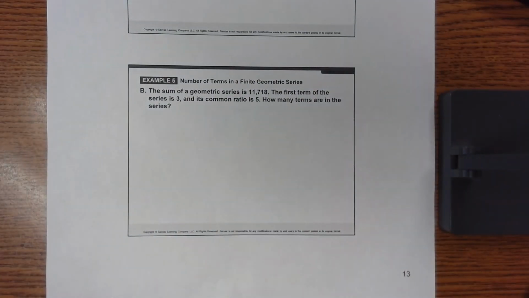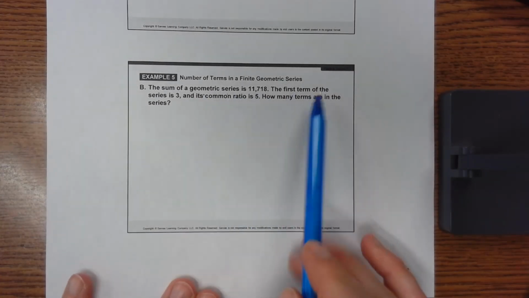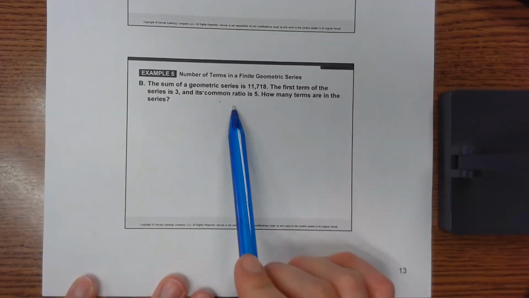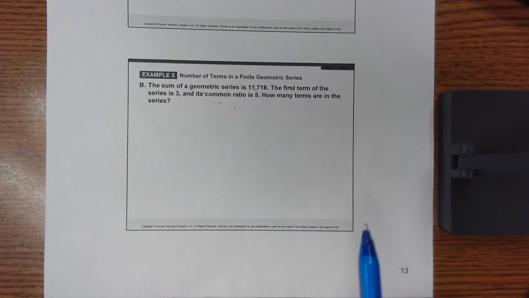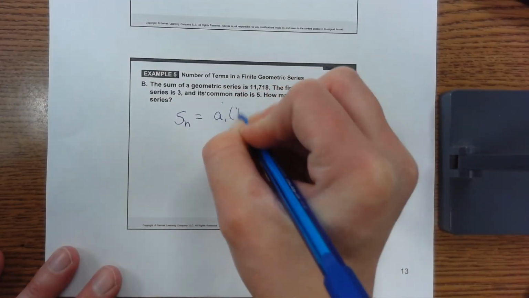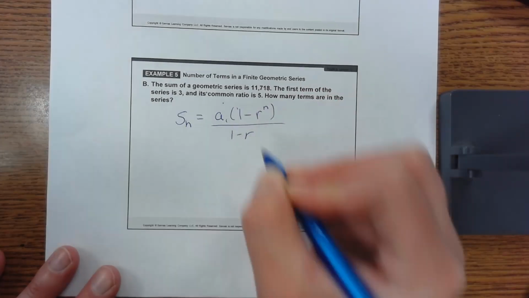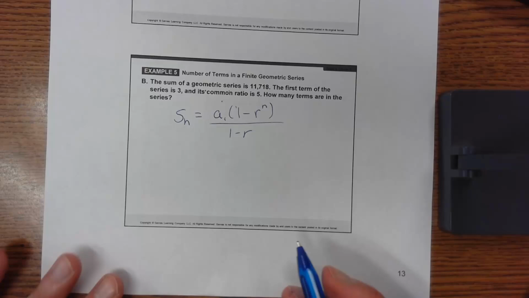And so we have one last type of problem. This time we have the sum of the geometric series. We have the first term and its common ratio. How many terms are in the series? So what you have to think about is what information do we have? We now have this formula. And so let's start highlighting what we know.